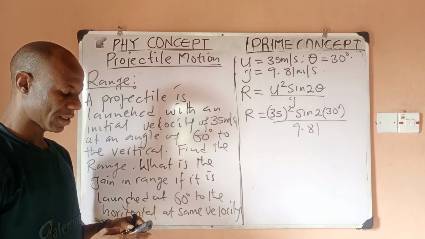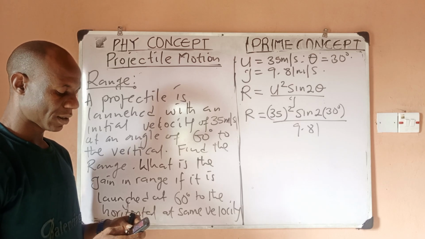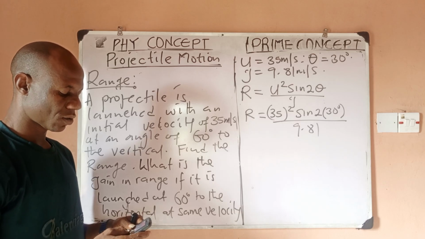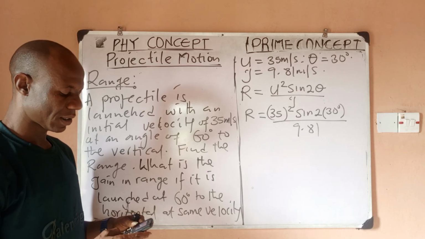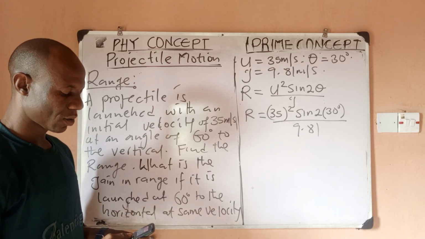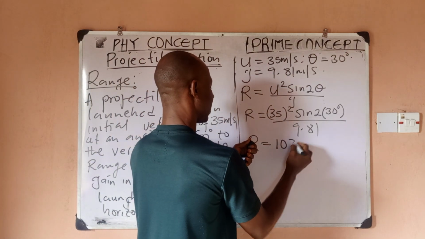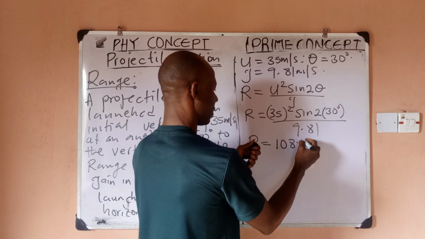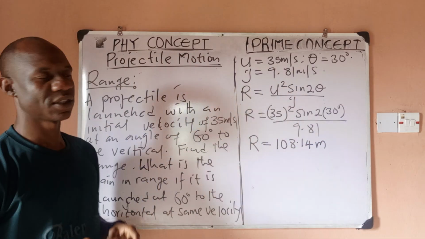0.866 times 35 squared, then divided by 9.81. So this would give me a range of 108.14 meters. Remember, range is the distance, so it's measured in meters. So this is what I have as my range.